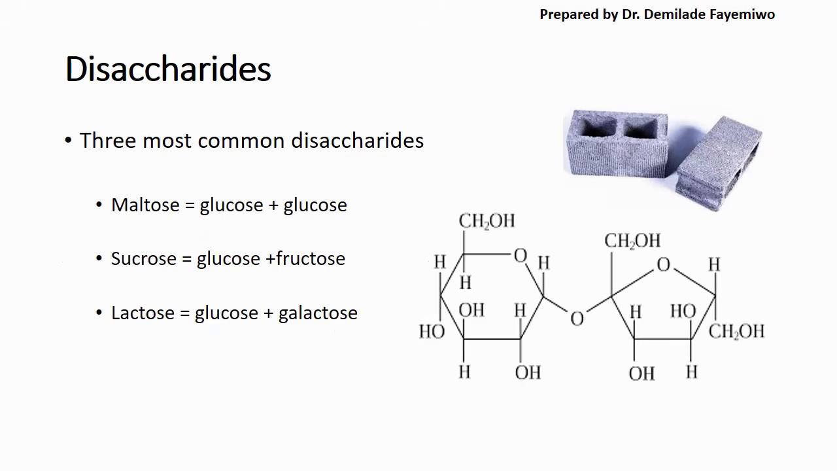So on this slide, I am simply showing you the most common disaccharides. We have maltose, sucrose, and lactose. Maltose is the addition of glucose and glucose, which means 2 glucose monosaccharides forming maltose. You have sucrose, which is glucose plus fructose. Fructose is the sugar that's found in fruits, and you have lactose, which is the sugar found in milk, and it is made from glucose and galactose.